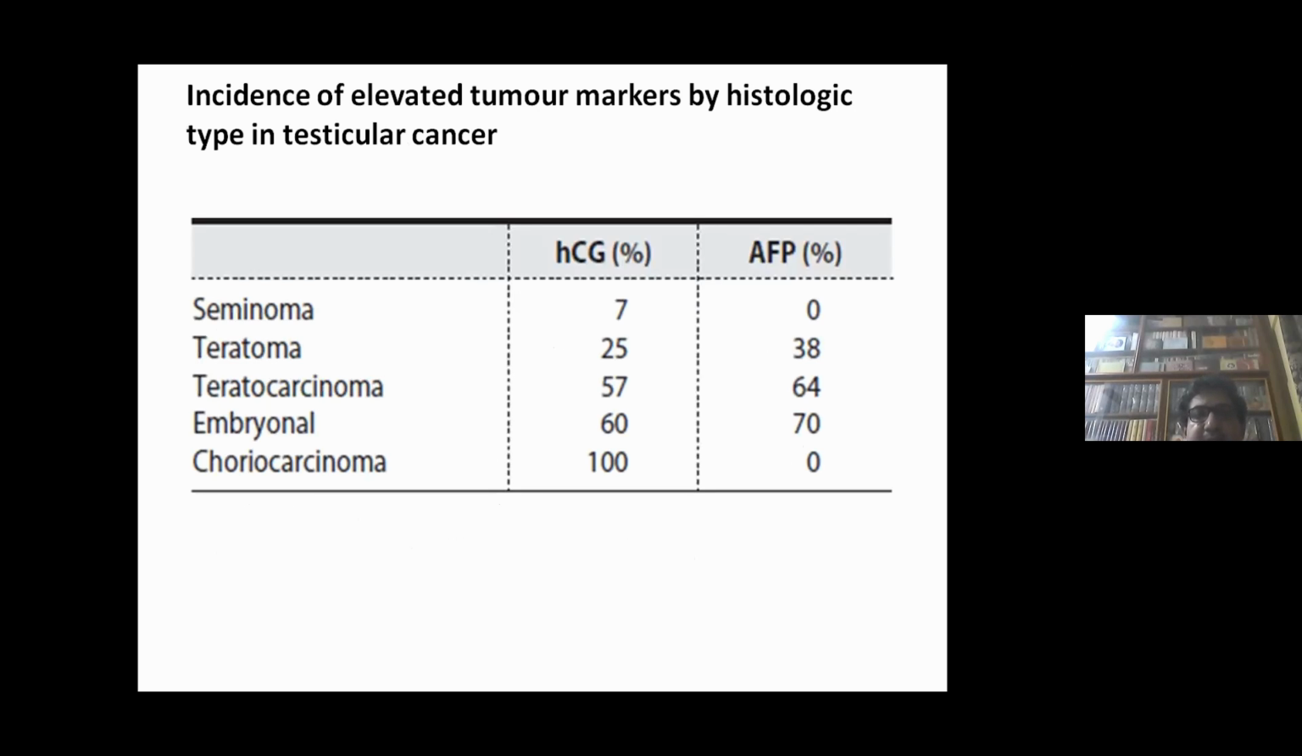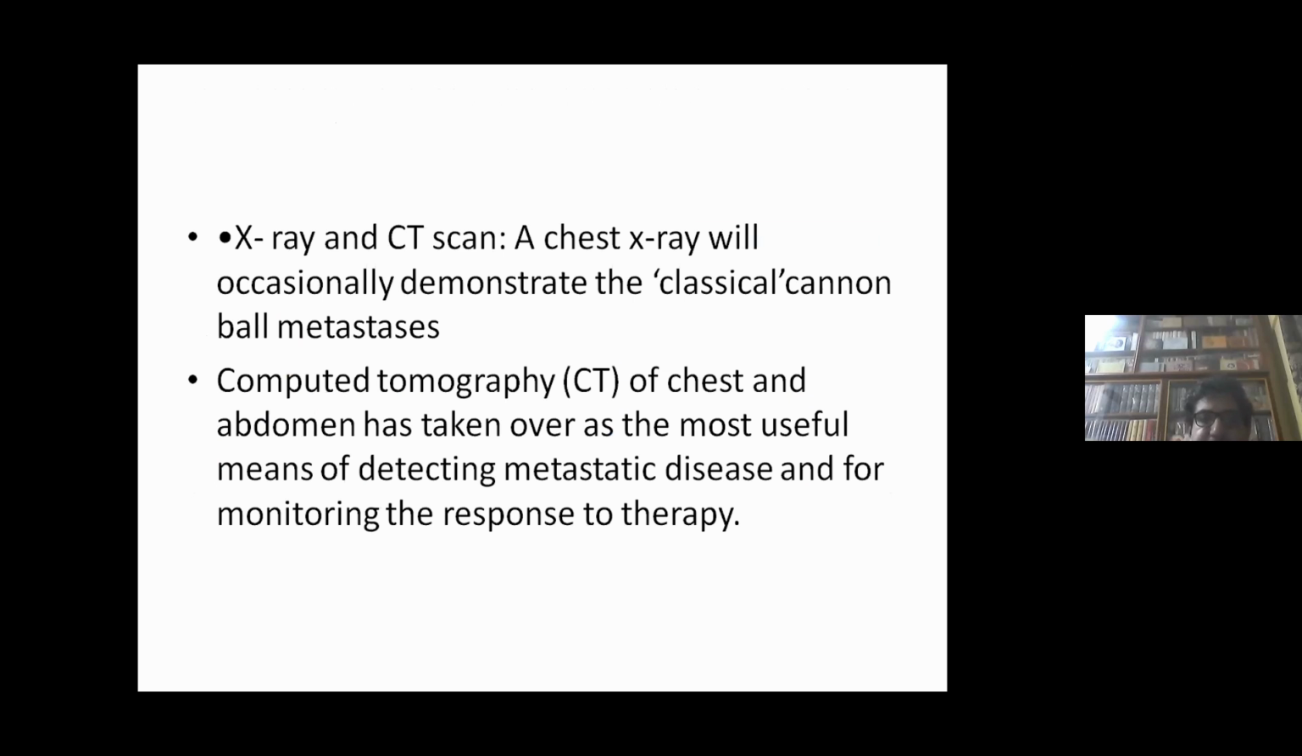Now, the incidence of elevated tumor markers by histologic type in testicular cancer is as follows. Seminoma: mainly HCG is raised, but no rise in AFP. Teratoma: both HCG and AFP are raised. In teratocarcinoma, both HCG and AFP are raised to very high percentages. In embryonal carcinoma, again, both HCG and AFP are raised. And in choriocarcinoma, there is a 100% rise in HCG, but without any rise in AFP.